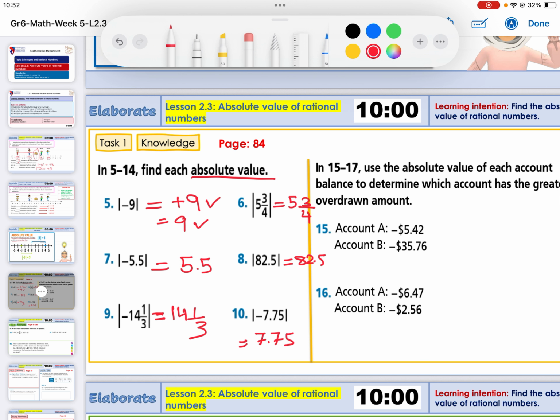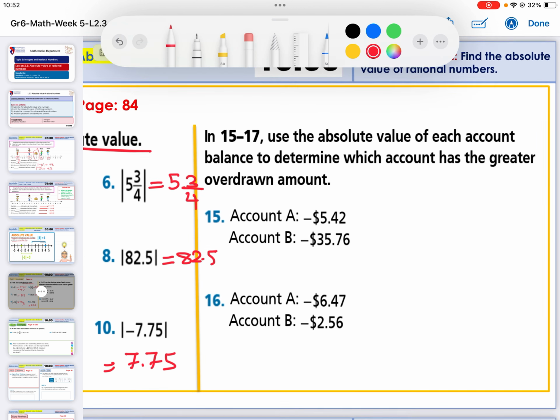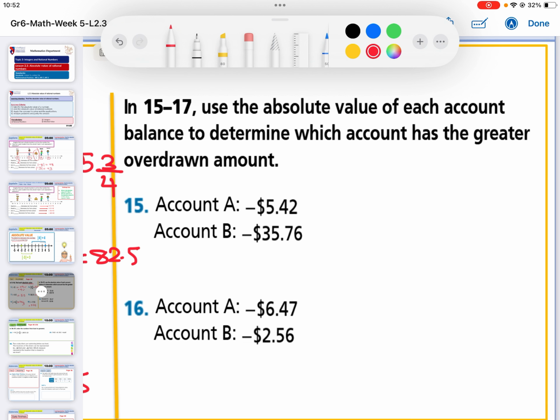Okay, guys, so that's it for absolute value. Think of it as a machine. Whatever comes in, comes out happy. It comes out positive. Think of an ice cream machine. Yeah, it makes you happy all the time.